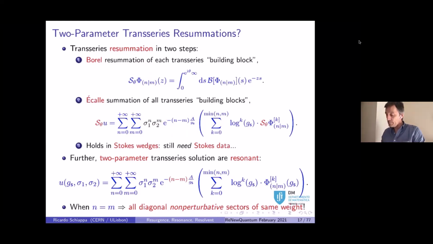Now, it turns out that if you construct a solution like that, it only holds in Stokes wedges, the sigma 1 and sigma 2. On the Borel plane there will be lines of singularities, Stokes lines. And so whenever I need to cross one of these Stokes lines, I will need Stokes data. So far, the answer is not complete. The other thing is that trans-series are resonant. There's an n minus m there. And in particular, when n is equal to m, all the diagonal non-perturbative sectors have the same weight. So I also have to do the resummation along these directions of resonance. Let me say a little bit more about that.